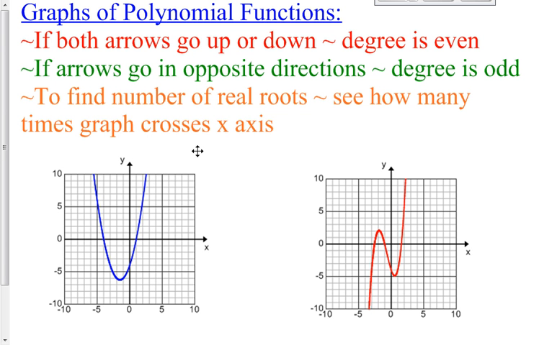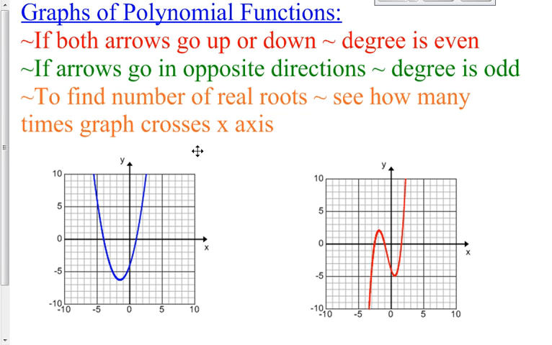For evaluating these polynomial functions to see what they look like, if both arrows go up or both go down, we know that the degree is even. So it could be x to the 4th, x to the 6th, x to the 8th, x to the 2nd. As long as that highest exponent is even, we know that both arrows are going to go up or both are going to go down when we look at their graphs.